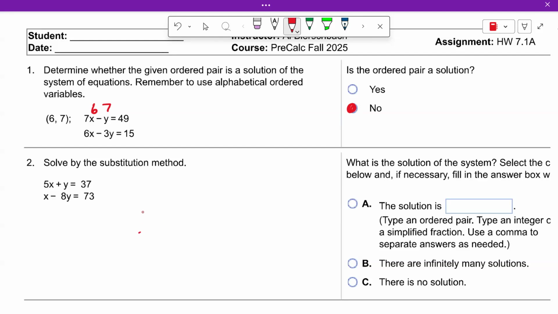So this is no way, Jose. It's got to work for both. Like if it works for the second one, because this is 36 minus 21, which is 15. It works for that one, but this one is no. It's got to work for both to be a yes. If it works for one, not the other, it's a no. If it works for neither, it's a no. It's got to work for both, then it's a yes.